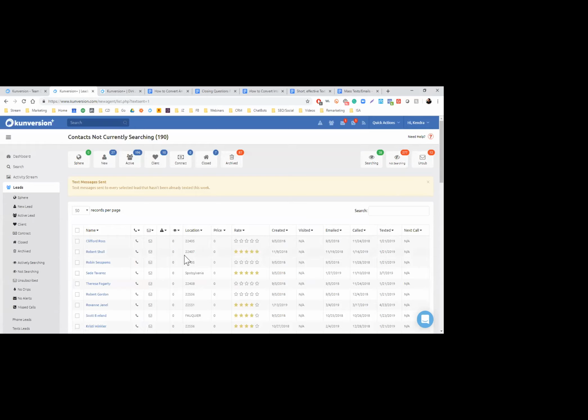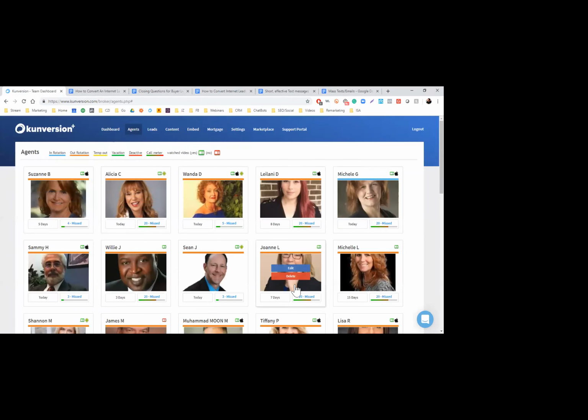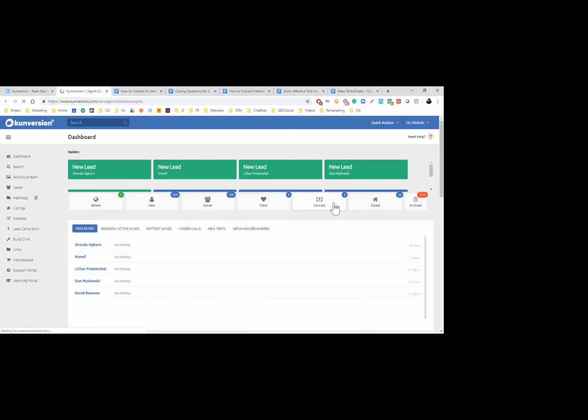So here's what's going to happen for Kendra. Kendra's going to start to get some responses back from this mass text message, and what she could simply do is log into her dashboard. All these mass texts are going to go back to her cell phone. And I did this with Michele. I don't know, when did we do this, Michele? Like 2 weeks ago?